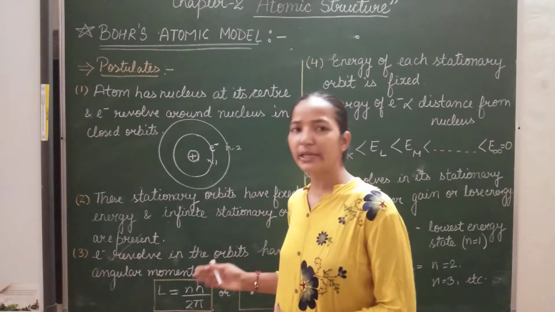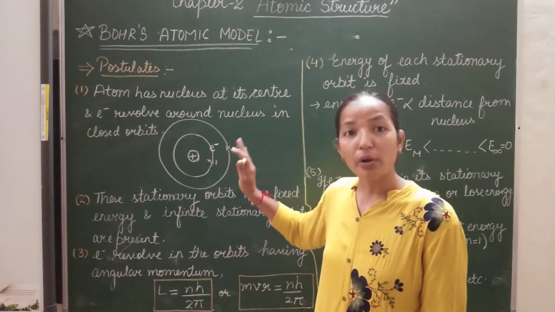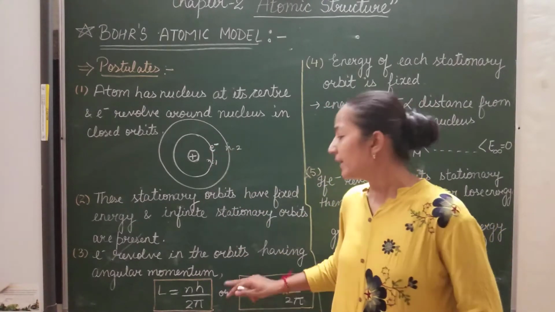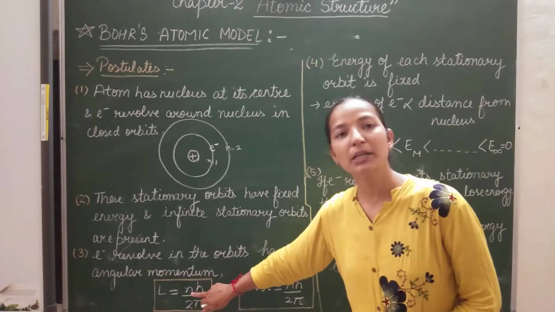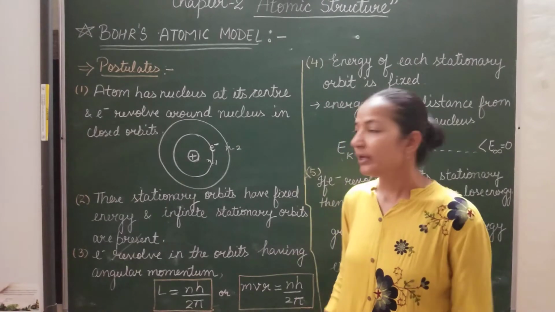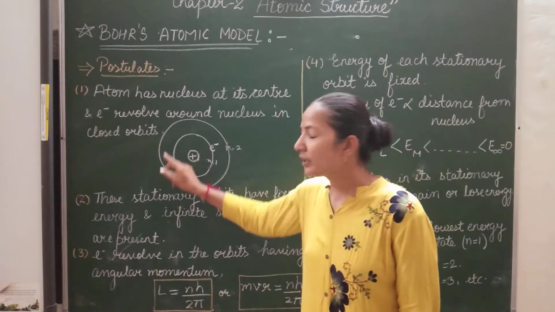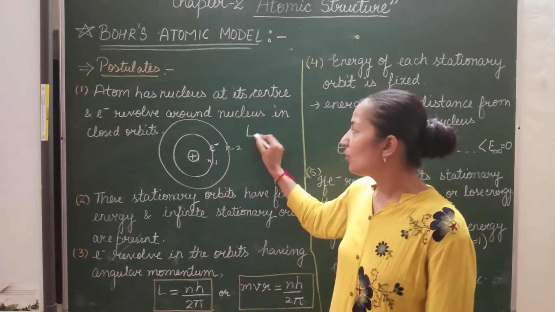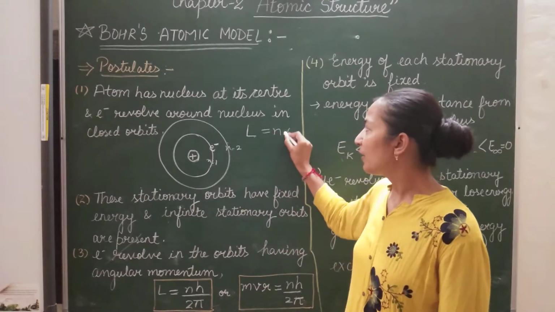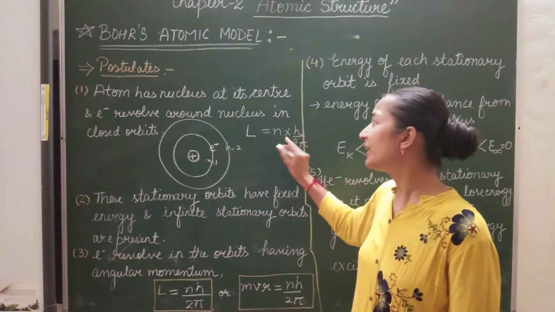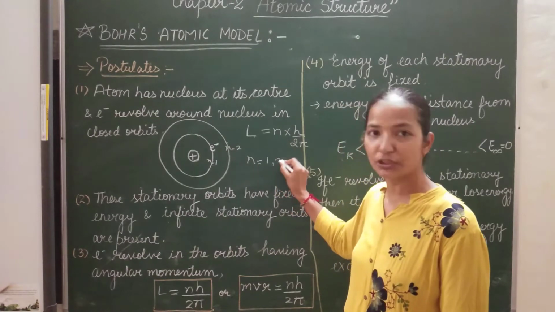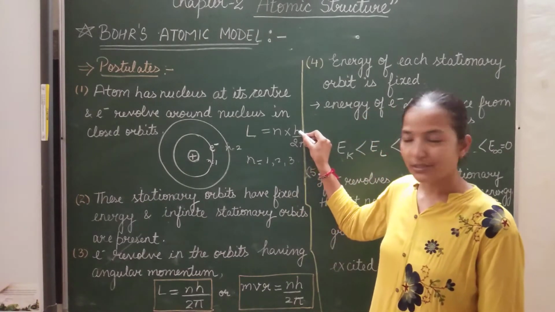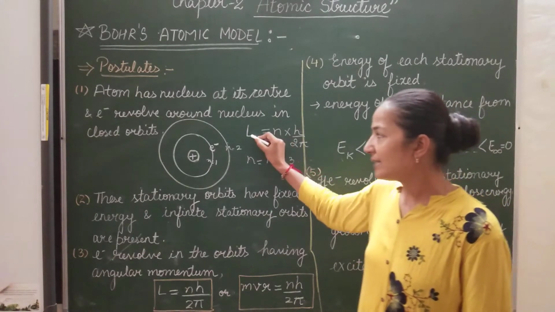After that, he told one more thing: electrons revolve only in those stationary orbits in which the angular momentum of the electron, represented by L, is an integral multiple of h upon 2 pi. Integral multiple means the value of n must be an integer, like n is equal to 1, 2, 3, 4, etc. Here h is the Planck constant, 2 pi is a constant quantity, and L is angular momentum.